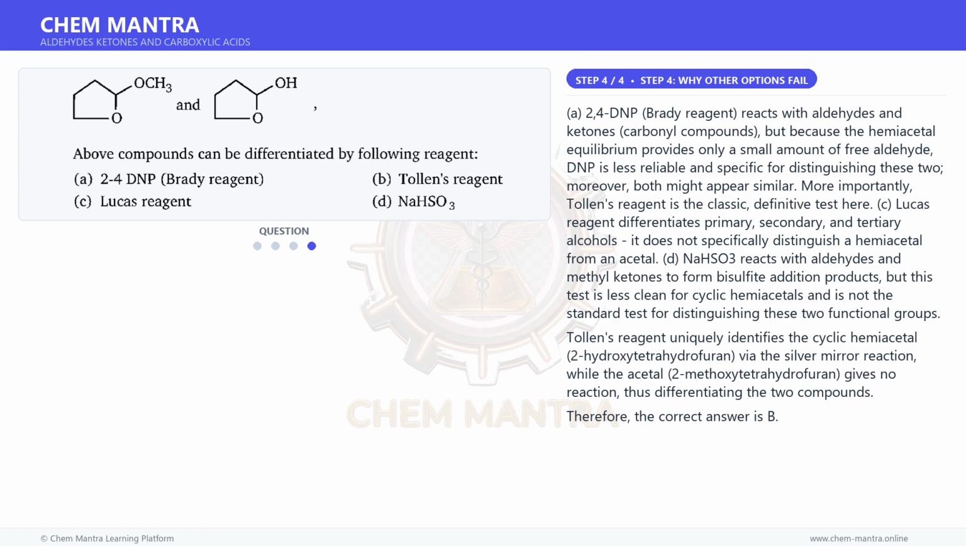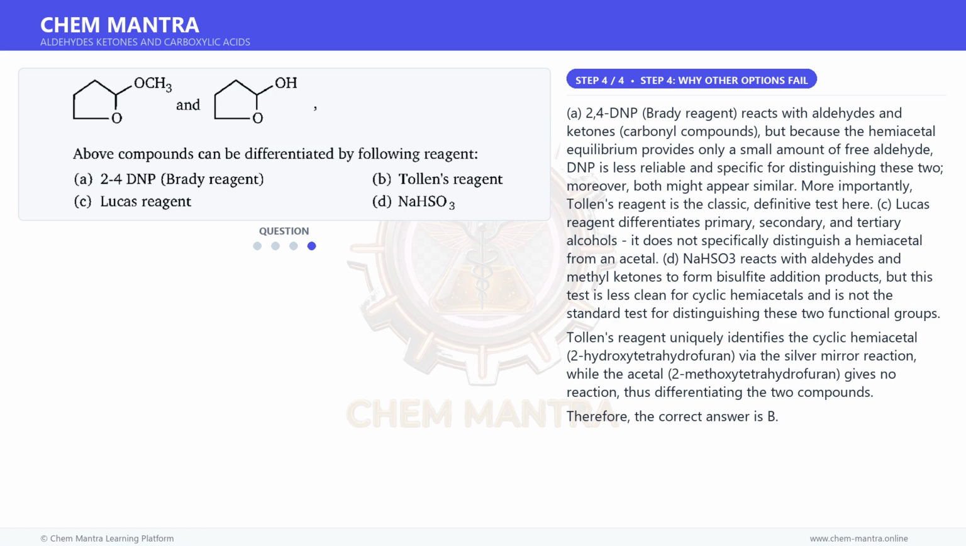C. Lucas reagent differentiates primary, secondary, and tertiary alcohols. It does not specifically distinguish a hemiacetal from an acetal. D. NaHSO3 reacts with aldehydes and methyl ketones to form bisulfite addition products, but this test is less clean for cyclic hemiacetals and is not the standard test for distinguishing these two functional groups.